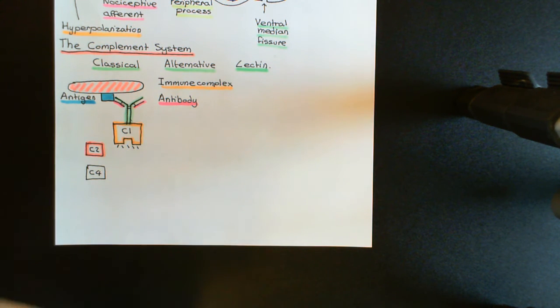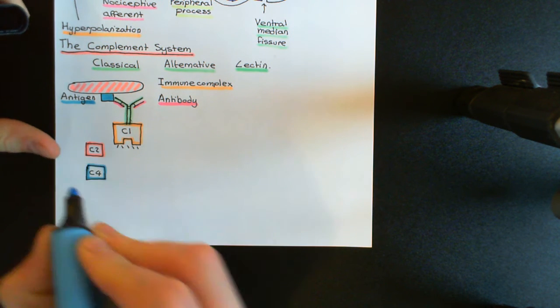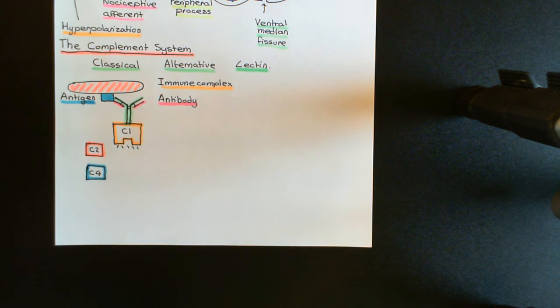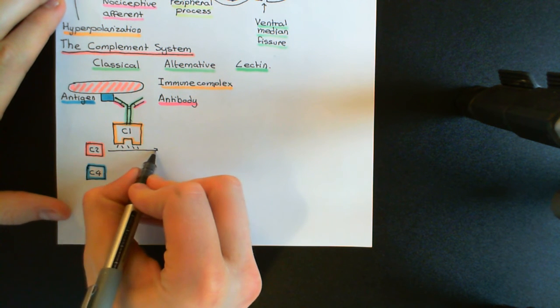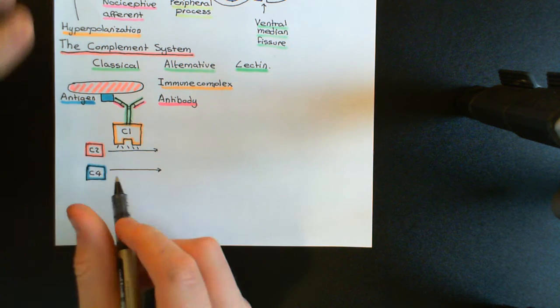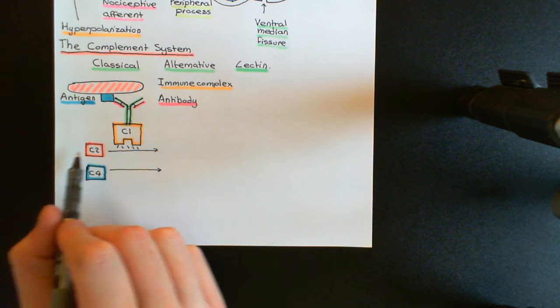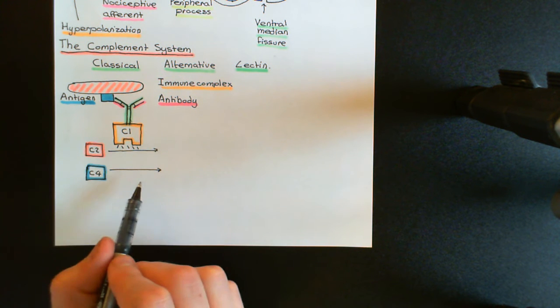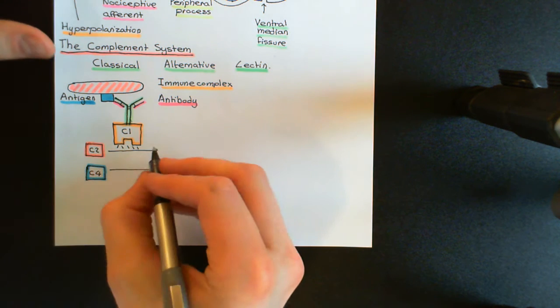And it's now going to act on the C2 and the C4 here, and it's going to break them down into two separate fragments, one of which is going to be activated. So both of these are going to be broken down by C1, so it will act on both of these, and there'll be loads of these C2 and C4 in the exudate, and it will just continue breaking down C2 proteins and C4 proteins into these fragments.